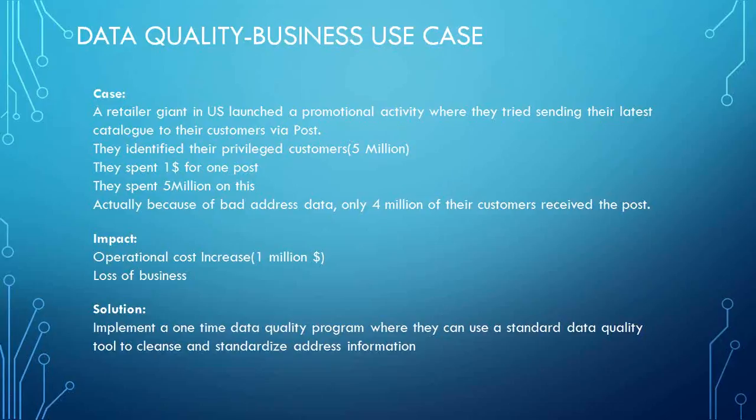Okay, there are two impacts. One is operational cost, because you're spending money to print catalogs and post them, and you're not in a position to deliver them to the customer, so they're coming back to you. So it's an operational cost overhead, right? And what is the second impact? The second impact is loss of business, right? You have a privileged customer, but you don't have a proper channel to reach out to him.